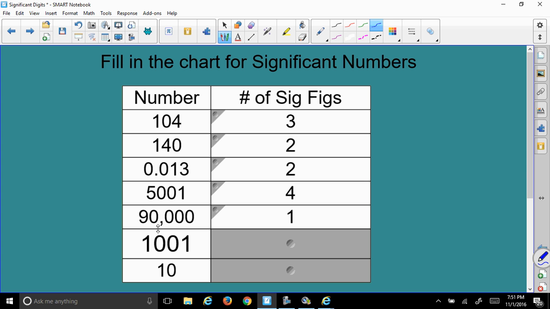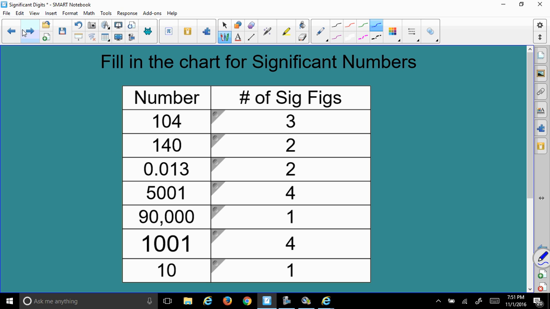So remember, if there's a decimal point, you can include it. But if there is no decimal point, you cannot include it because it's not a decimal number. All right, let's try this one. 1,001. Well, that's like this 5,001, so that's going to have four numbers that are significant. 10. Looks like we have two numbers, but there is no decimal point again, so unfortunately I got to ignore the 0 again. So I'm going to say 1.